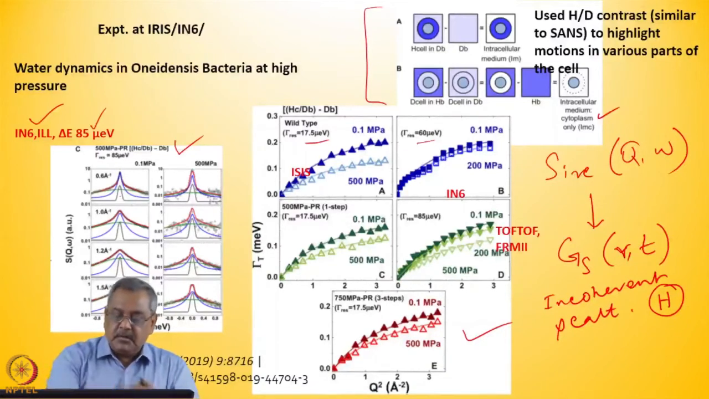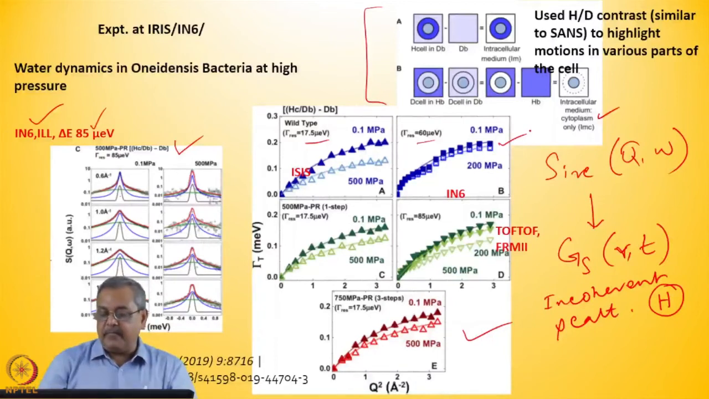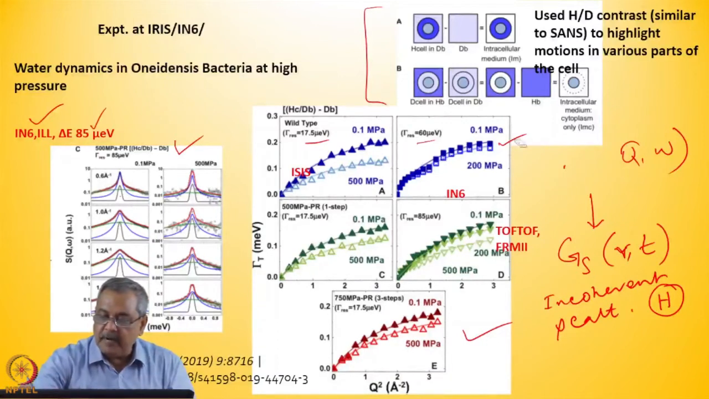The narrower resolution, or the better resolution data, will describe the slower motion, and the faster motions will be described by full width at half maxima at a faster rate. And this is what I wanted to show you regarding quasi-elastic neutron scattering from various samples.